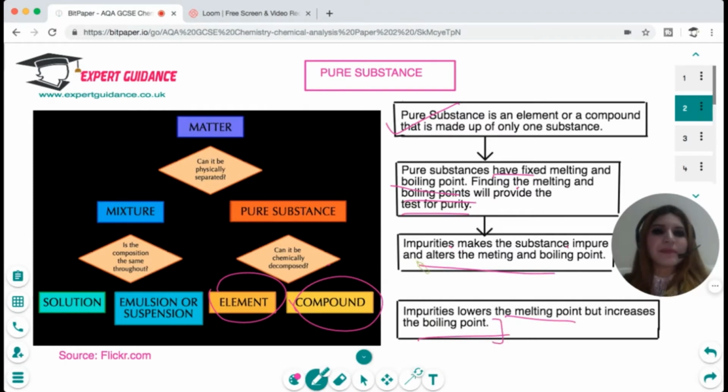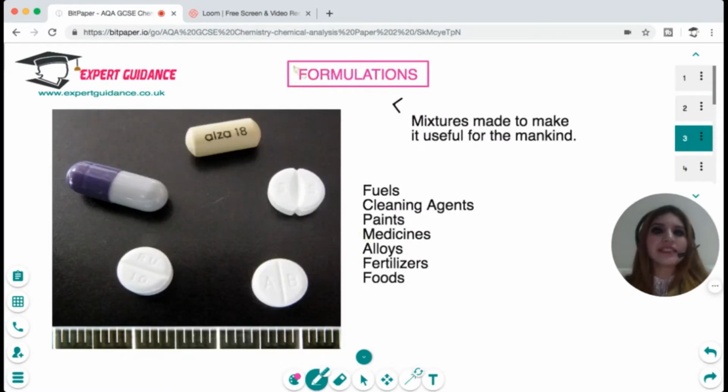But pure substances are not always useful, because in pure substances you do not find all the properties that you require. So you need to mix a pure substance with some other substances and make a formulation. Now, what is a formulation? Formulation is a mixture made to make it useful for mankind. For example, fuels, cleaning agents, paints, medicines, alloys, fertilizers, foods. These are the various examples of formulations.